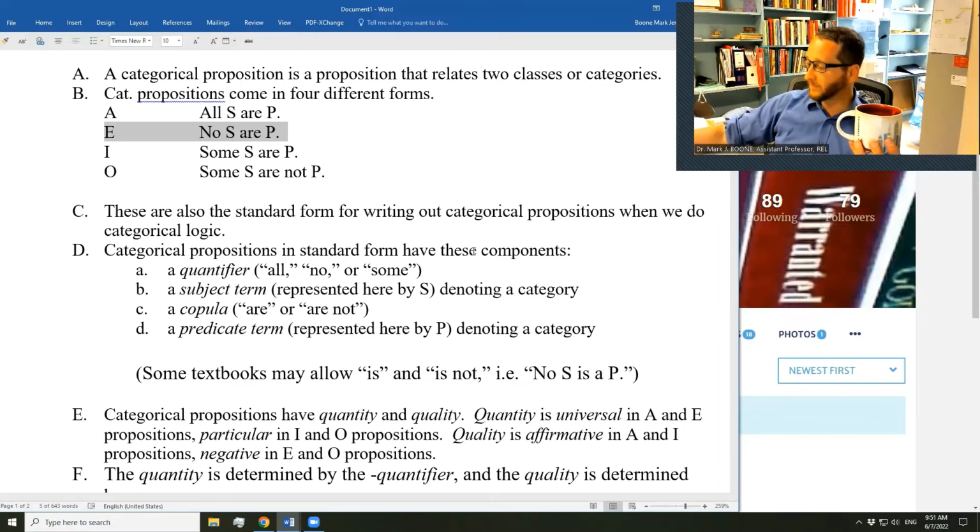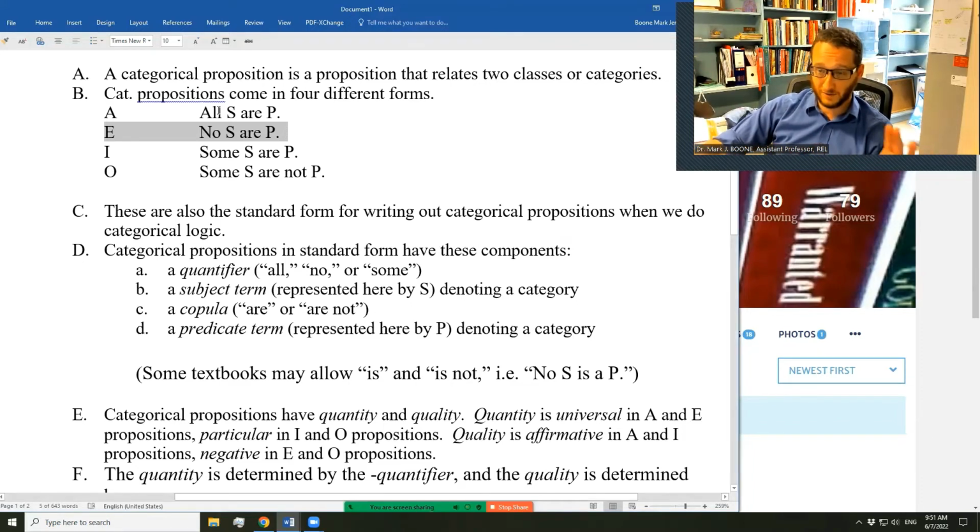And with that, the quantifier no tells you that it's negative, not affirmative, and it tells you it's universal, not particular. With all the others, the quantifier alone tells you that it is particular or universal, and the copula is what tells you whether it's affirmative or negative. For A, I, and O form propositions, the copula tells you whether it's affirmative or negative.